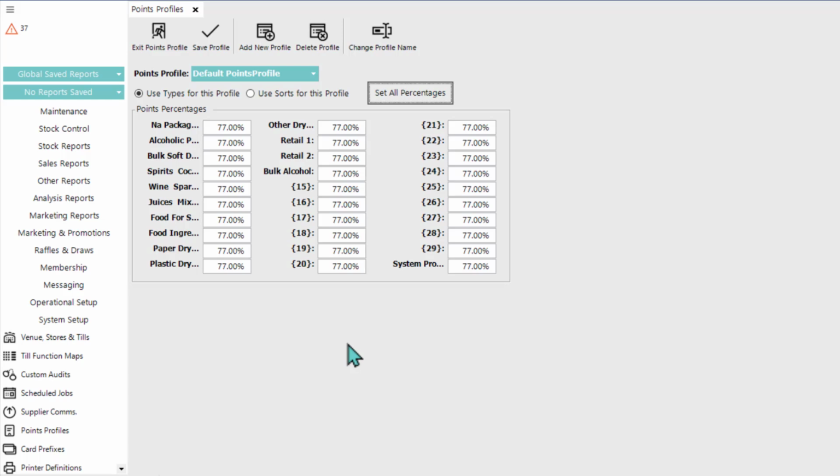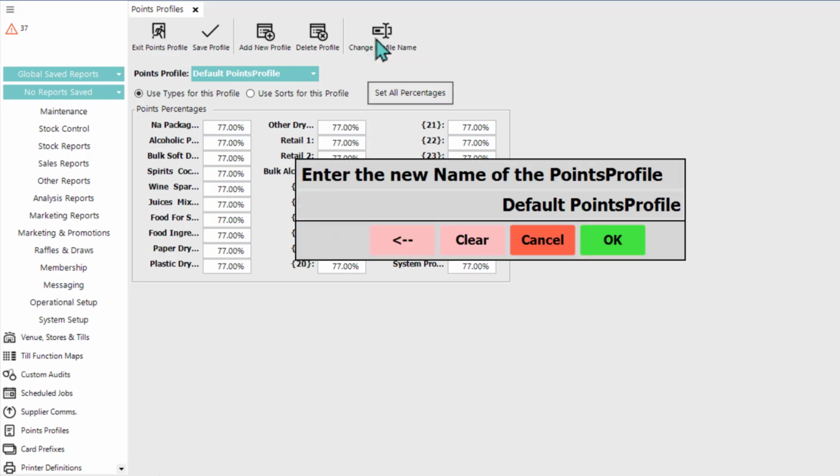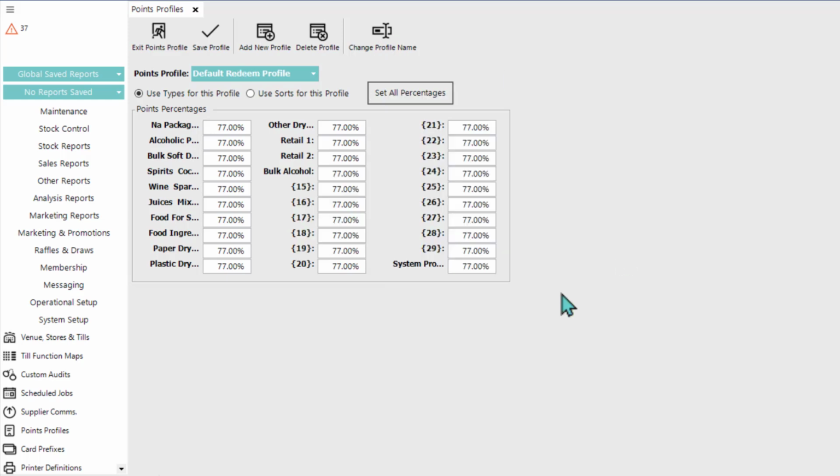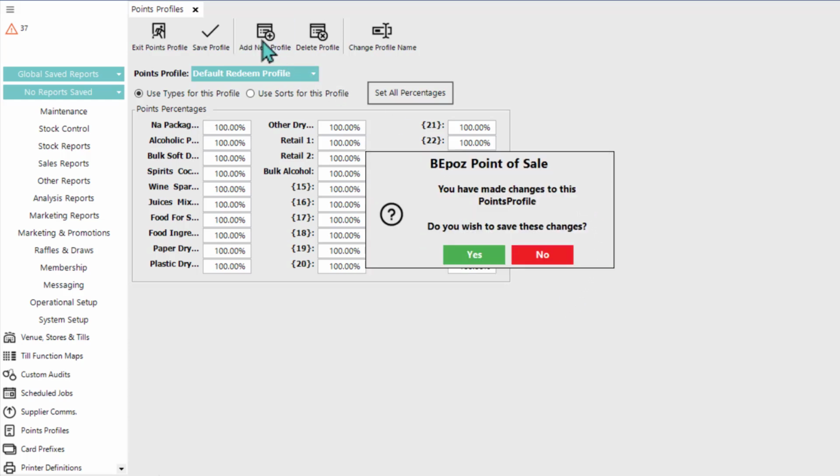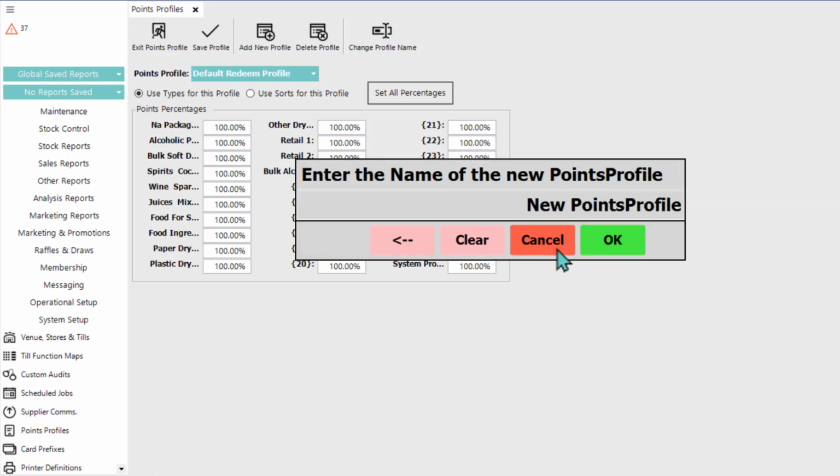But anyway, what I might do here is change the profile name to default redeem profile, and I'll set all the percentages back to 100%. There we go. And then what I'll do is I will add a new profile for earning points. I will be prompted to save the changes here. Now for this new profile, I will call this one BYOB Earn.